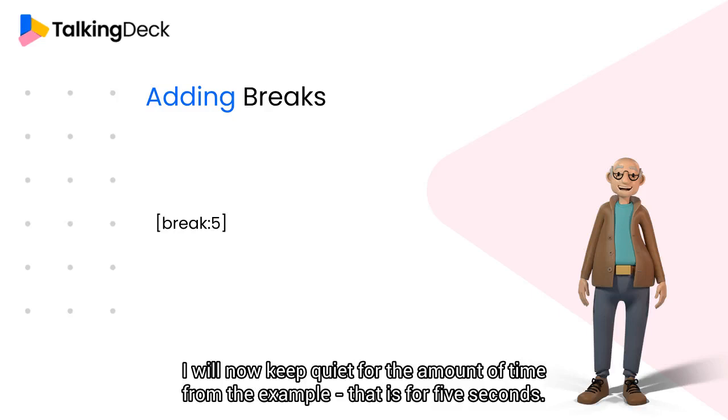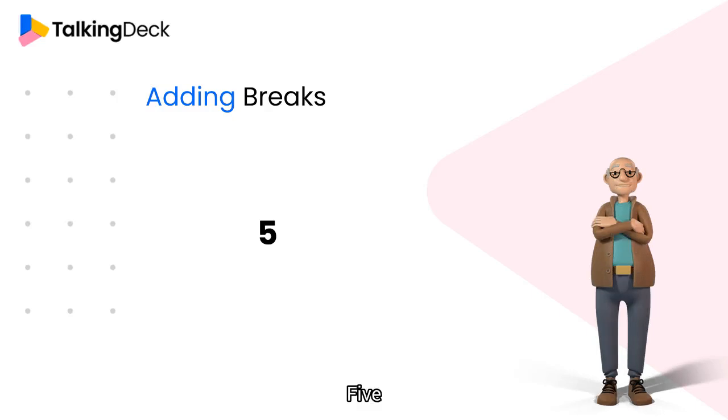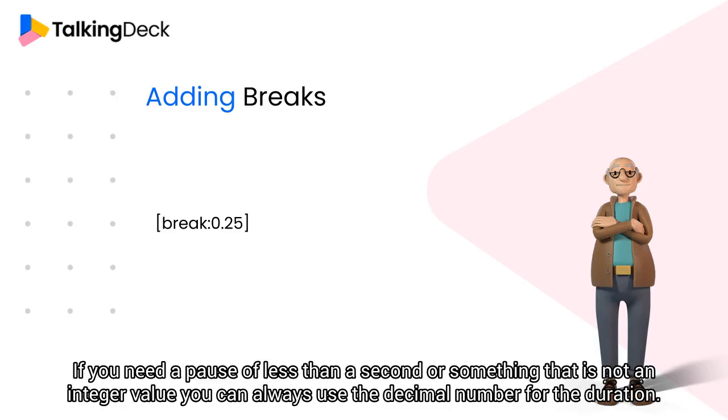I will now keep quiet for the amount of time from the example, that is for 5 seconds. 5, 4, 3, 2, 1. If you need a pause of less than a second or something that is not an integer value, you can always use a decimal number for the duration.